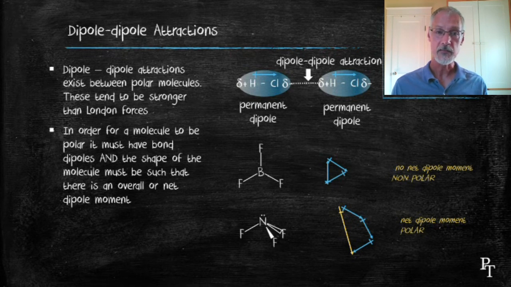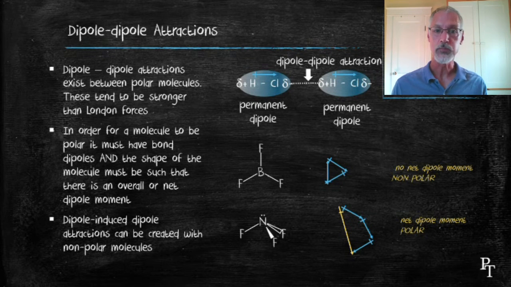We can also have a relatively weak attraction if we bring a polar molecule near a nonpolar molecule. It can induce or cause the nonpolar molecule to become polar for a short period of time.